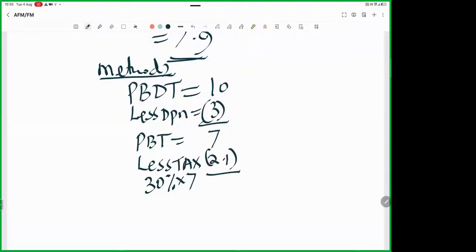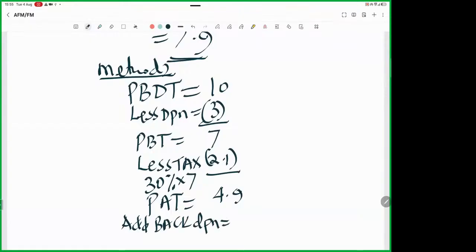So you less this from 7, and we are able to get a PAT. So 7 minus 2.1 gives me profit after tax. Virginia is getting 4.9. If I'm using this approach, then I must add back depreciation in totality, without multiplying it with tax. You add back the monetary item known as depreciation, and you'll end up getting 7.9.